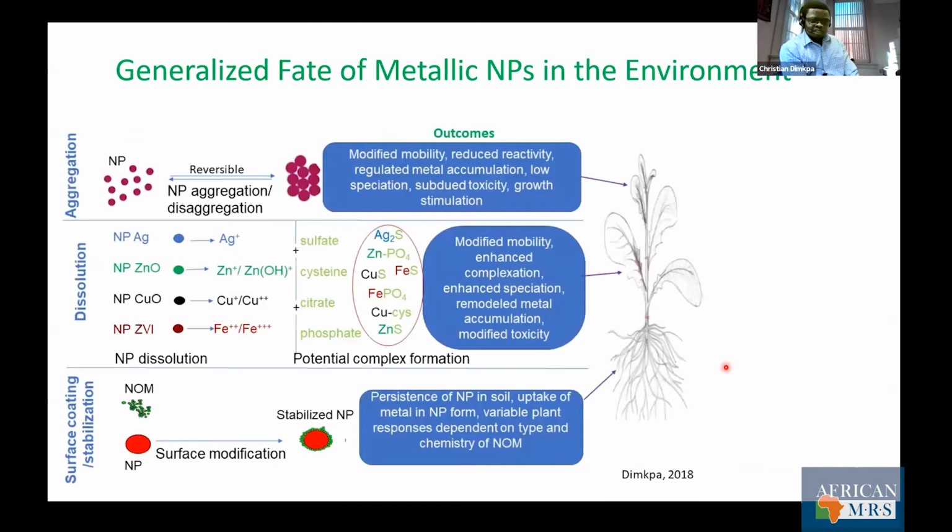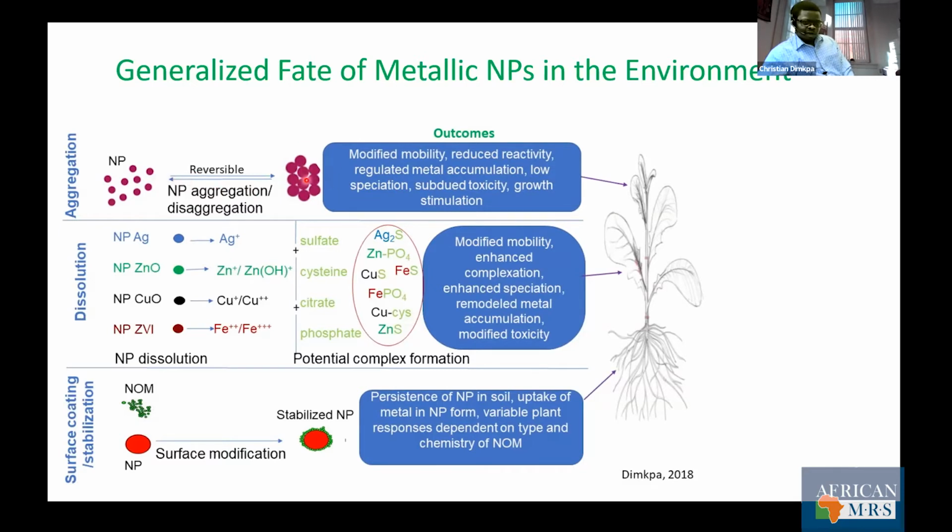So this image shows the generalized fate of metallic nanoparticles in the environment. So there are three fates basically: aggregation, dissolution, and surface coating or stabilization. Here you see the individual nanoparticles. Under certain conditions in the environment, they will aggregate and form clumps. This process is completely reversible if the condition changes to what can reverse it. One of them being pH, being salinity, and being certain organic acids in the soil can cause this process to move towards this way or go towards that way if it reverses.